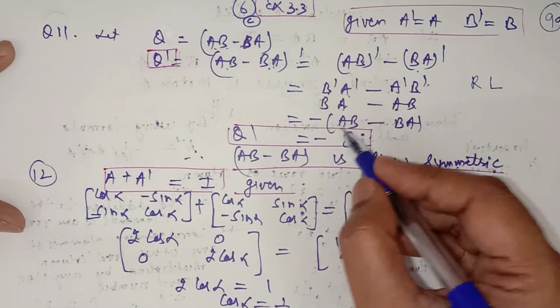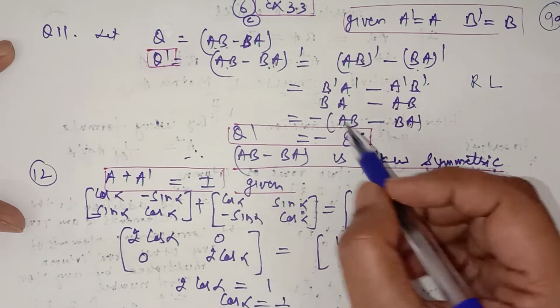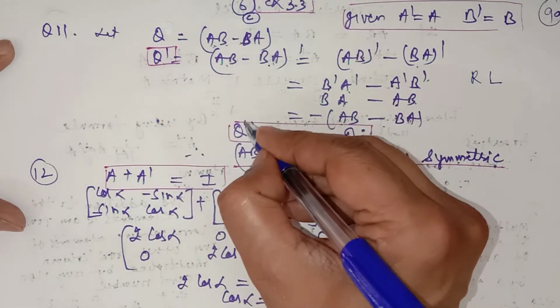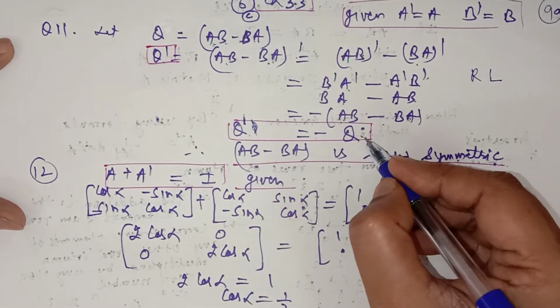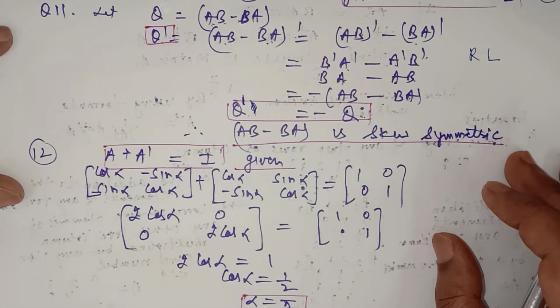Take minus common in it. It will be plus, it will be minus, and it is equal to Q, which is minus Q. So it means AB minus BA, which is equal to Q, coming out to be Q transpose is equal to minus Q. So it means AB minus BA is a skew symmetric matrix.